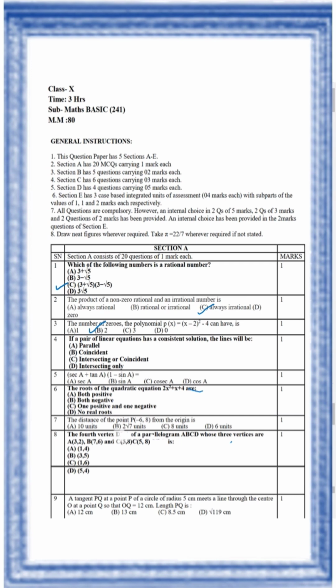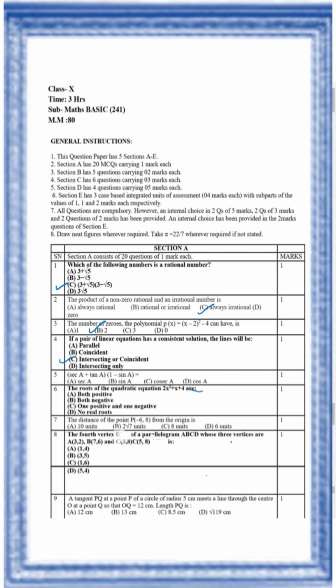Fourth question, if a pair of linear equations has a consistent solution, then the lines will be: option A parallel, option B coincident, option C intersecting or coincident, option D intersecting only. Option C, intersecting or coincident.